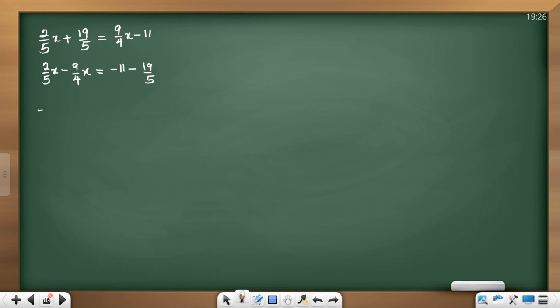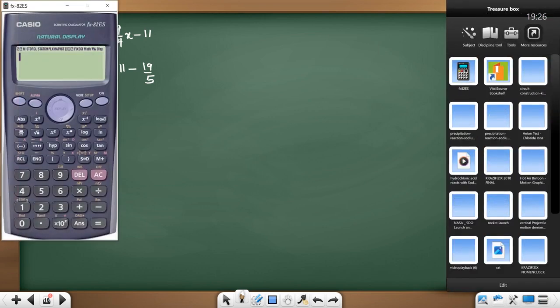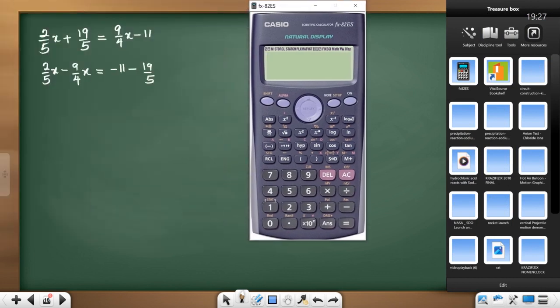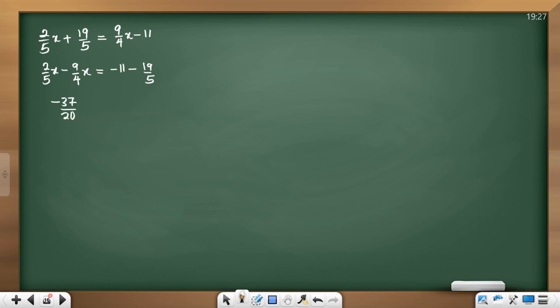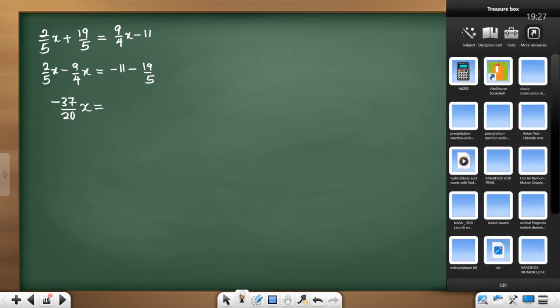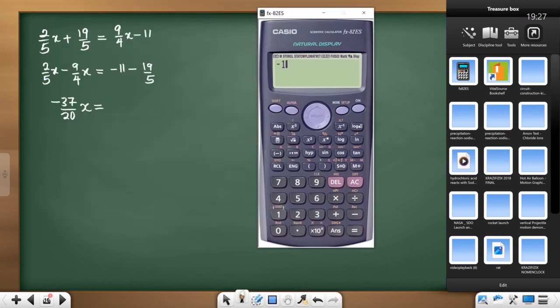Sweet. We can then use a calculator here quickly. What would that give us? 8 minus 45. All right, so 2 over 5 minus 9 over 4. We know this answer because we did it in lesson 1. Negative 37 over 20. Negative 37 over 20x. And what will this give me? I think here we should be getting 8. All right, let's see. Calculator again quickly. Make sure you follow through. Negative 11 minus 19 over 5.